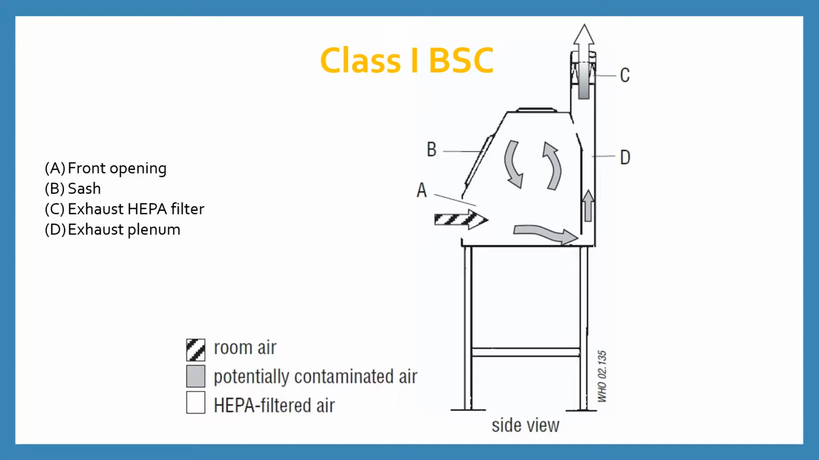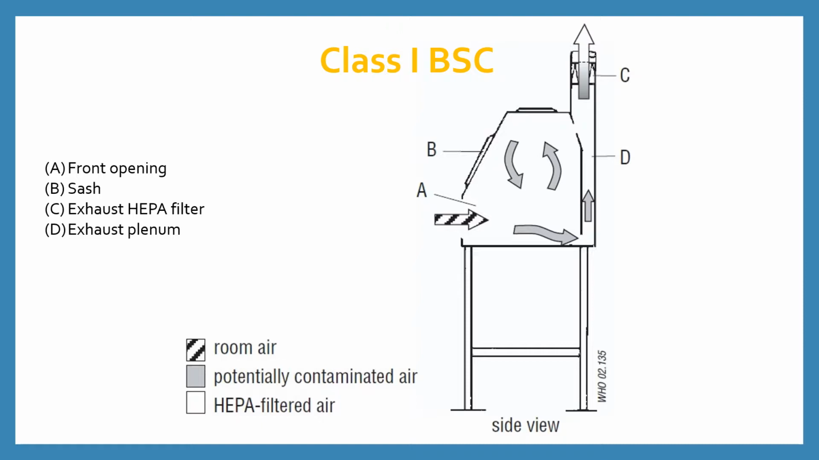The room air is drawn in through the front opening at a velocity of 0.36 meters per second. The air passes over the work surface and is discharged from the cabinet through the exhaust duct. Airborne particles contained in the cabinet are filtered from the exhaust air through the exhaust HEPA filter. Note, there is only one HEPA filter present in this class of cabinet.